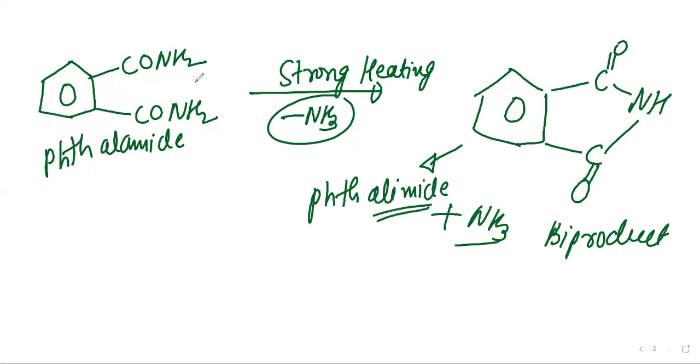Understood? So how is it happening? Suppose this is NH2 minus and this will be plus, and here one plus will be coming and this will be minus. So this NH2 forms ammonia with H and comes out, and this is attached with this one. So this is phthalimide. You have to form phthalimide.